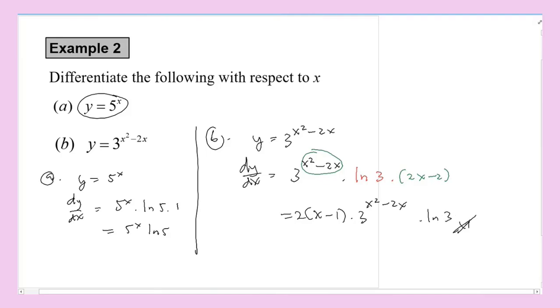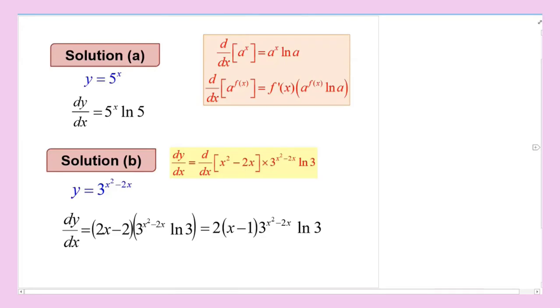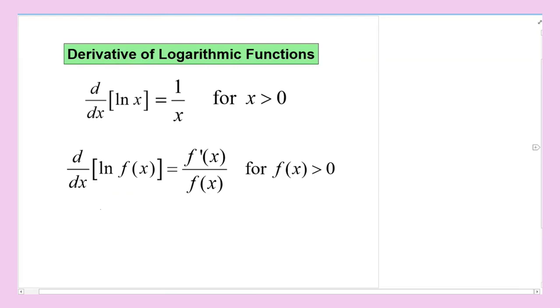Because kita tak nak confusing. Kalau you write ln 3, 3 power x squared minus 2x, takut confuse unless you buat in bracket. Okay, buat in bracket lah, senang cerita kan. Okay, so kita tengok solution. Macam tu.